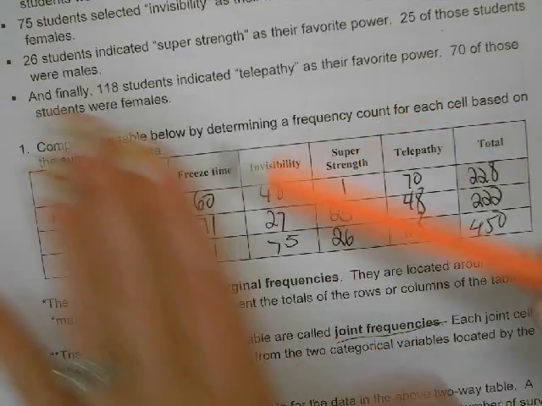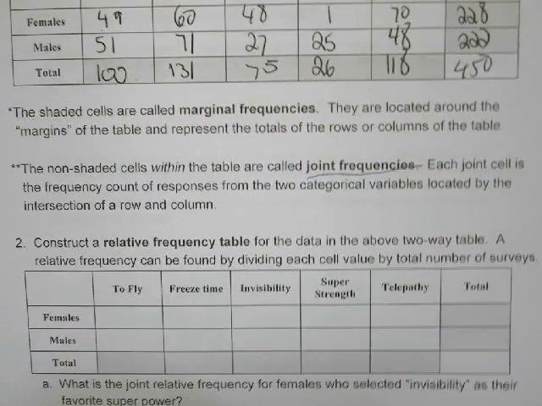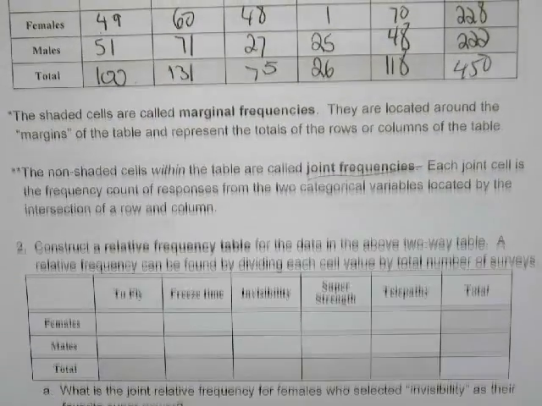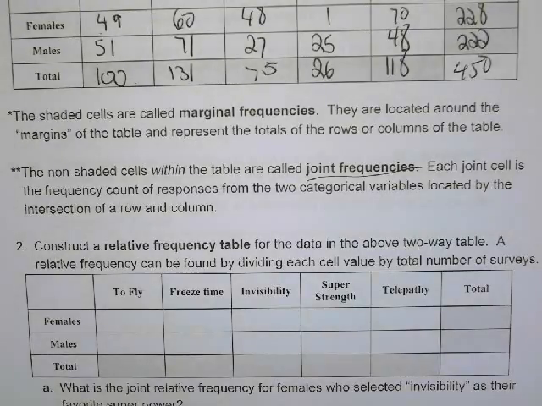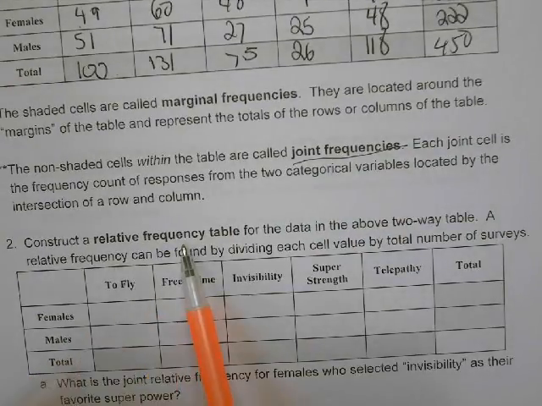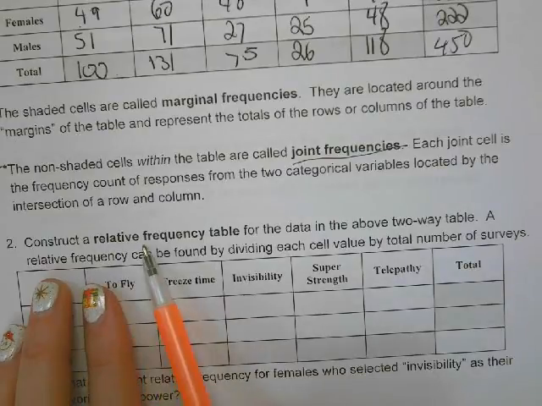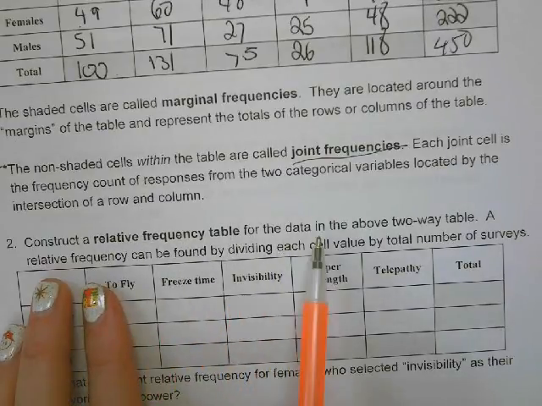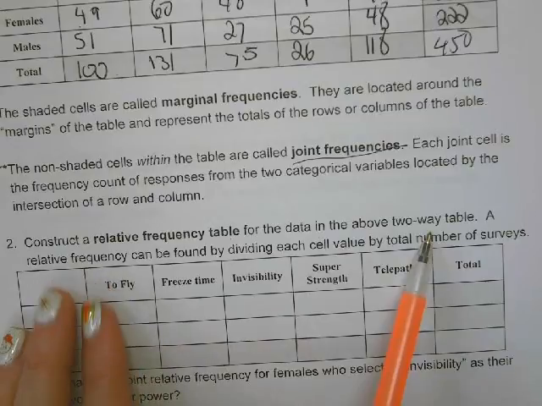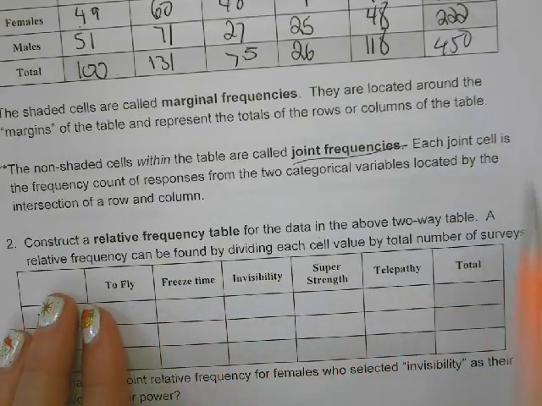So this is our frequency table based on our information. A relative frequency table, we're going to put some conditions on it. You might hear people say, oh, well, it's all relative. Well, relative to what? A relative frequency table is when we put some other conditions on it. It says, construct a relative frequency table for the data in the above two-way table. A relative frequency can be found by dividing each cell by the total number of surveys.